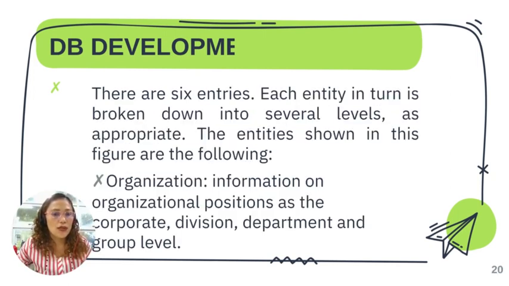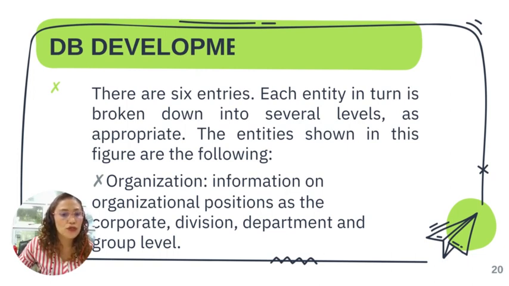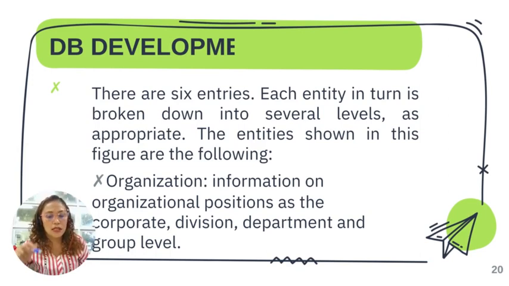And then you also have here the checklist to refer to when you do database planning. Number one is organization. So you are going to check your organization. What are the key positions or divisions or departments in your organization? Because the positions in the organization will matter in how you are going to develop your database. It is the basis for the different access levels of the users in your system. Okay, so number one is organization.